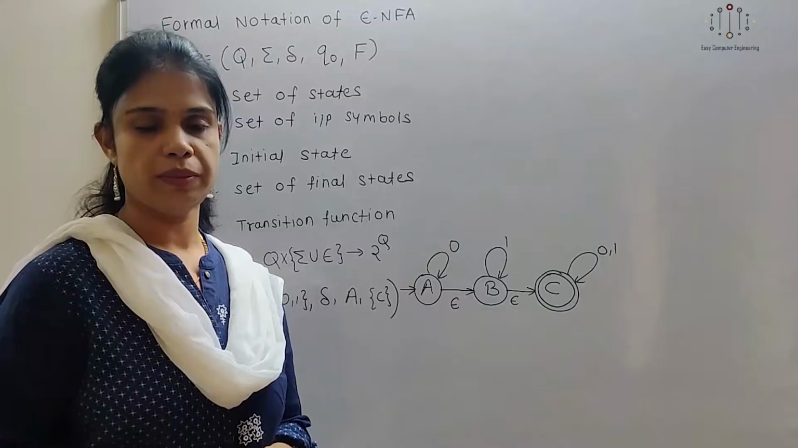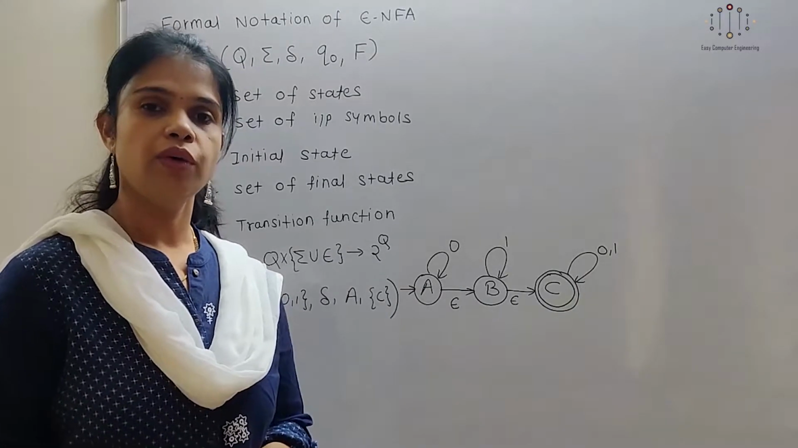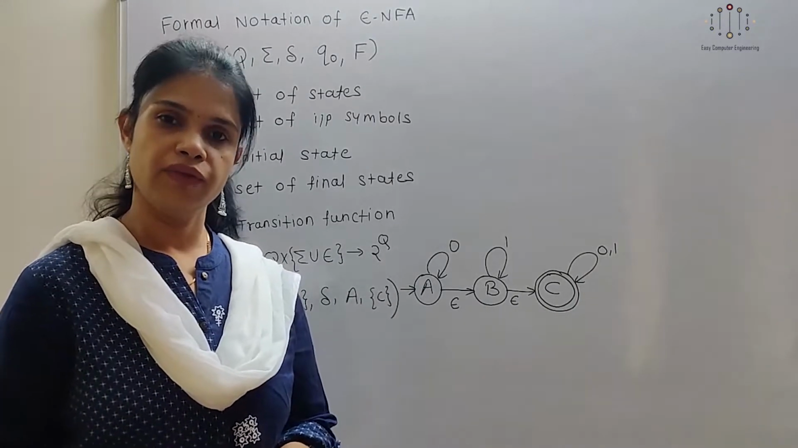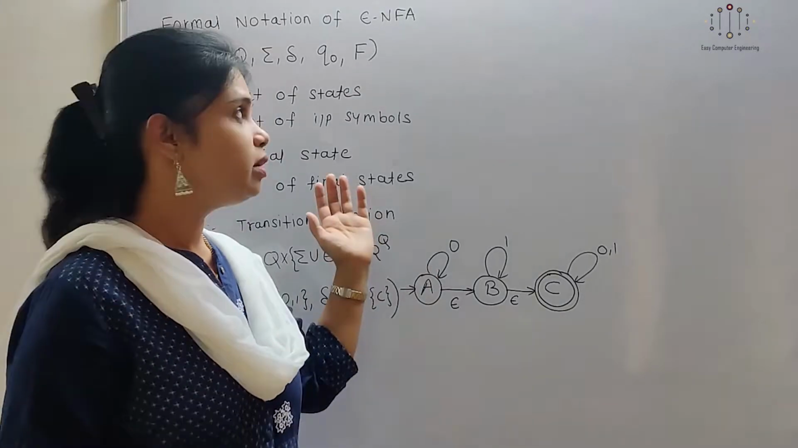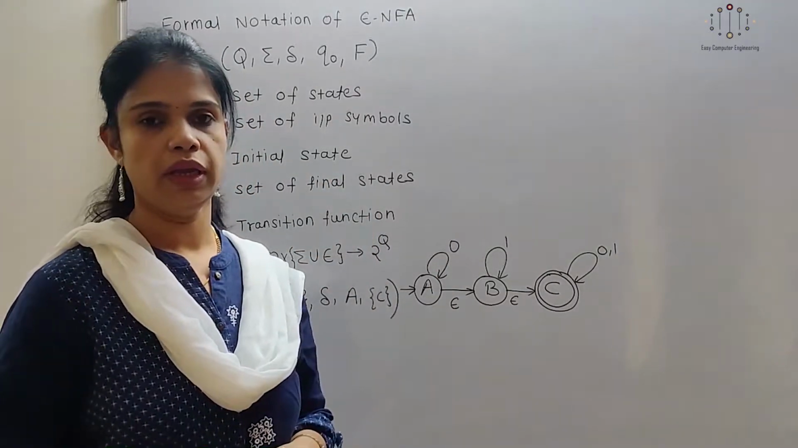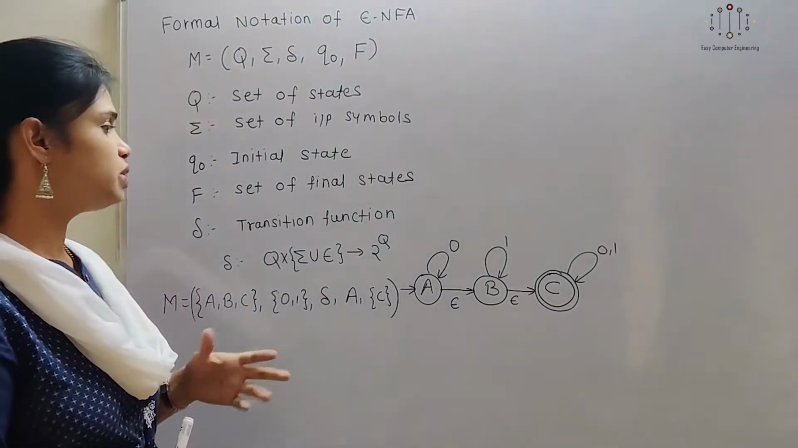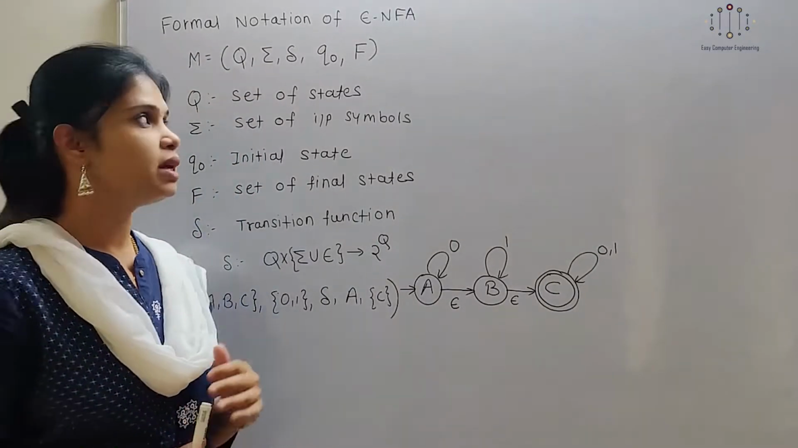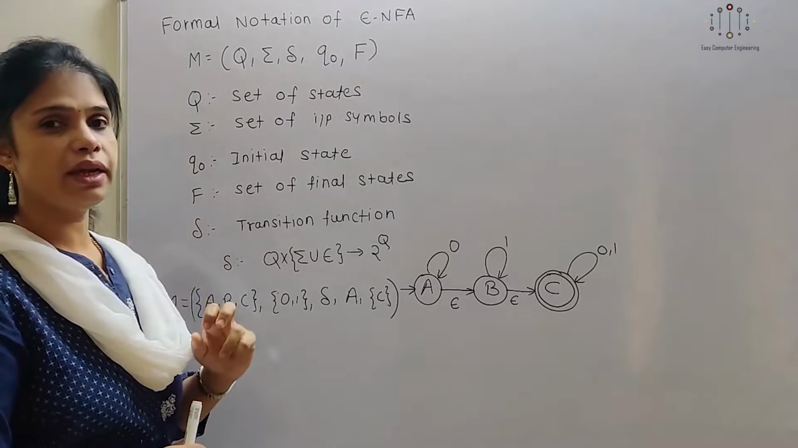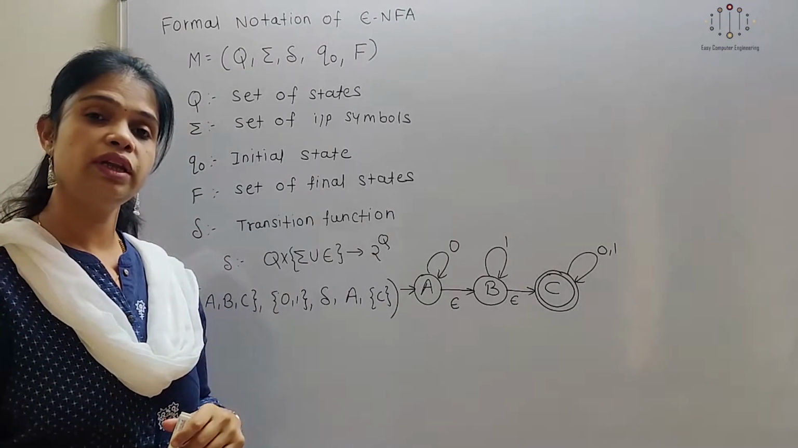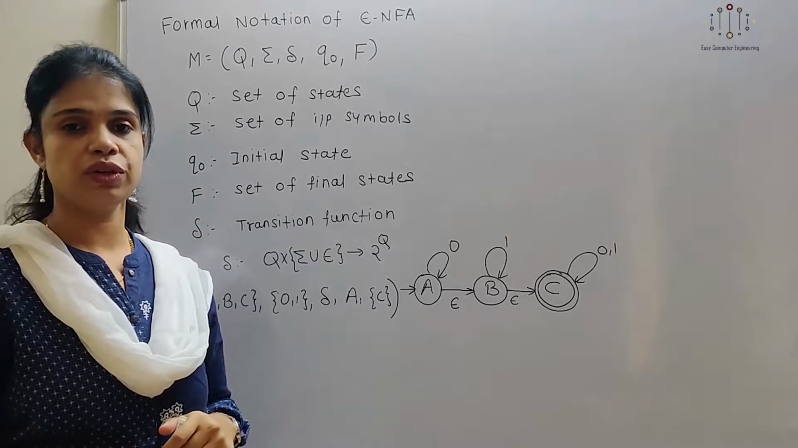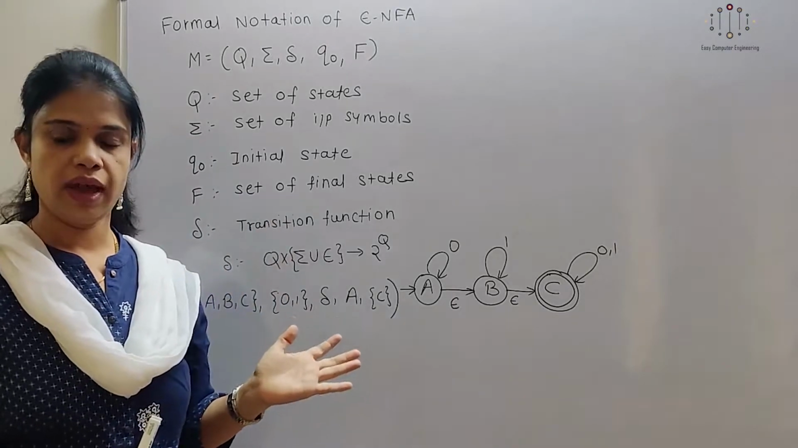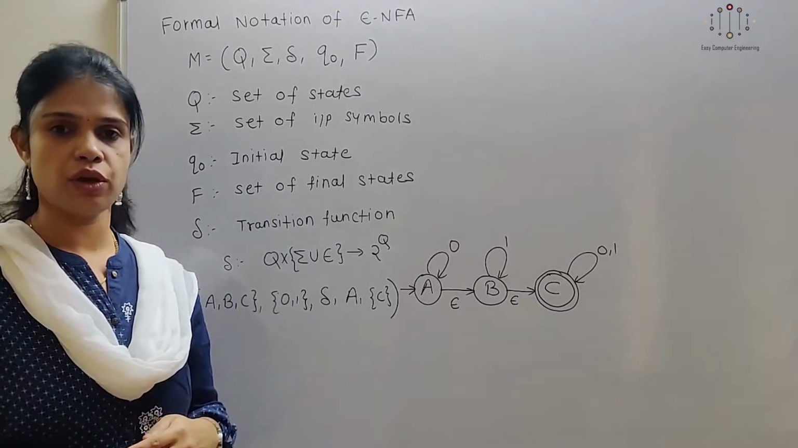Normal definition of epsilon NFA. Now we already saw NFA, then DFA. Here is another type, epsilon NFA. Again this is a machine which has 5 tuples. These 5 tuples are the same as in DFA and NFA. The only difference is in the transition function of DFA, NFA and epsilon NFA.